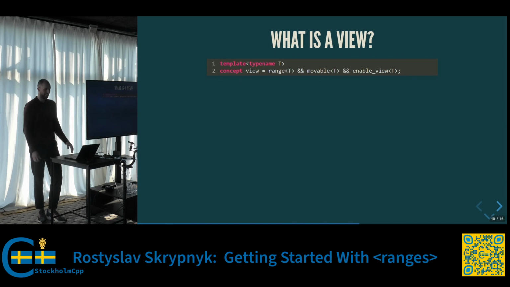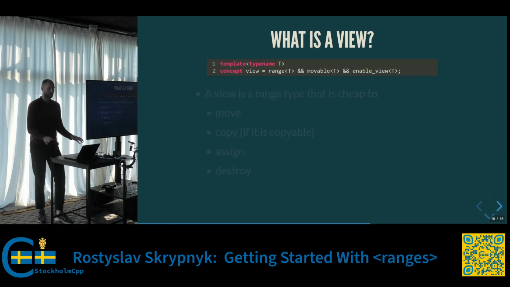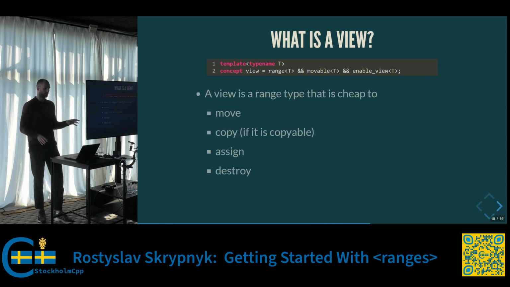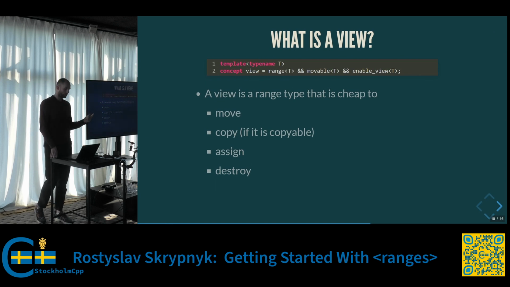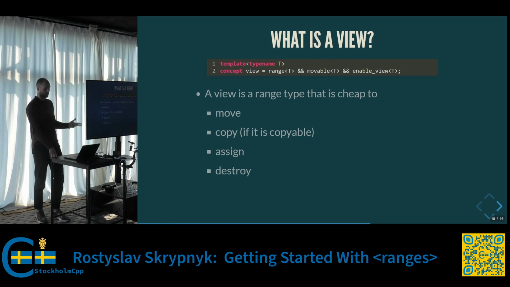Now we come to the little bit more complicated part. So what is a view? That is, again, a concept. And now we see it's a constellation of things. But we can summarize this as a type, as a range type, that is cheap to move, copy, if it's copyable, assign, and destroy.